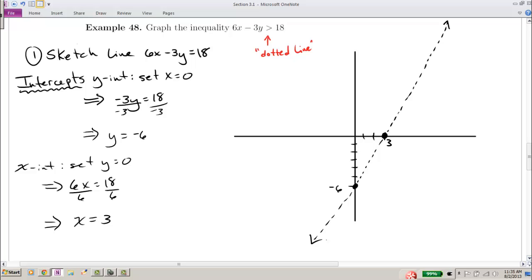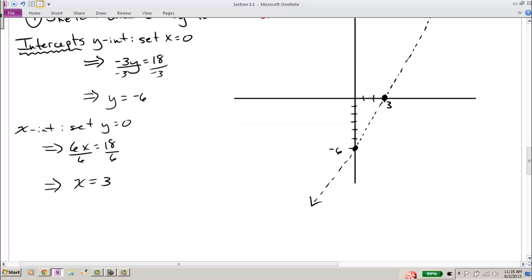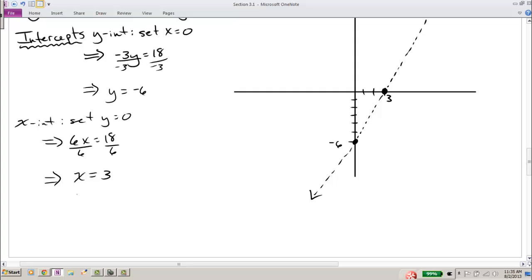Now that we have our dotted line drawn, there's only one more step to sketching this inequality. A linear inequality will always define a half plane. So when we graph this inequality, it's going to be composed of both this dotted line that we drew plus indicating which half plane, meaning which side of this line is going to be shaded. And the way that we figure out which side of the line is shaded is we pick a test point.